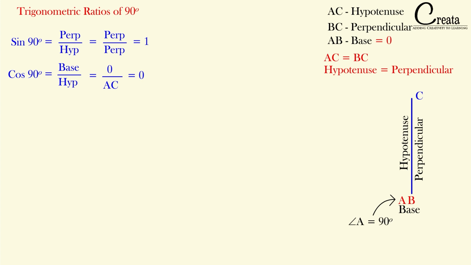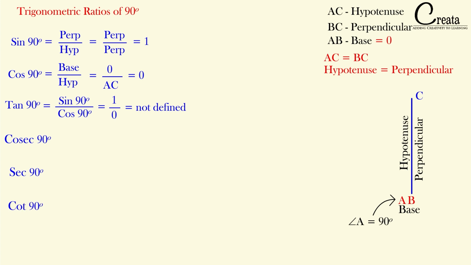Sin 90 degrees we got as 1, cos 90 degrees we got as 0. Let's find tan 90 degrees, which is sin 90 degrees upon cos 90 degrees. That is 1 upon 0, which is not defined. Do not be confused: 1 upon 0 is not defined. So we got sin, cos and tan. Let's find cosec, sec and cot using the reciprocal technique.